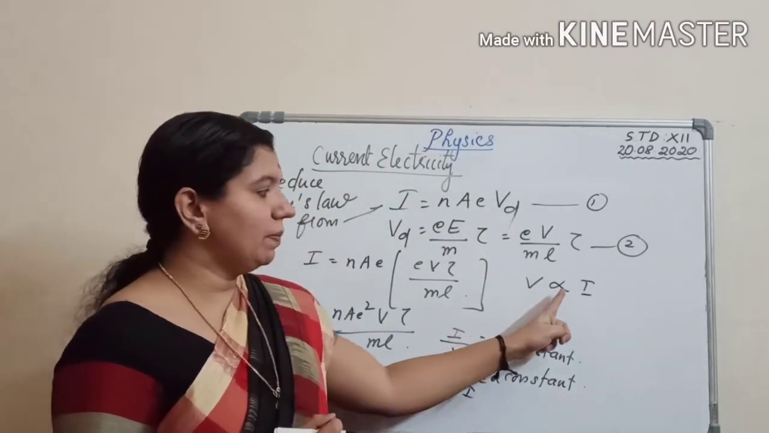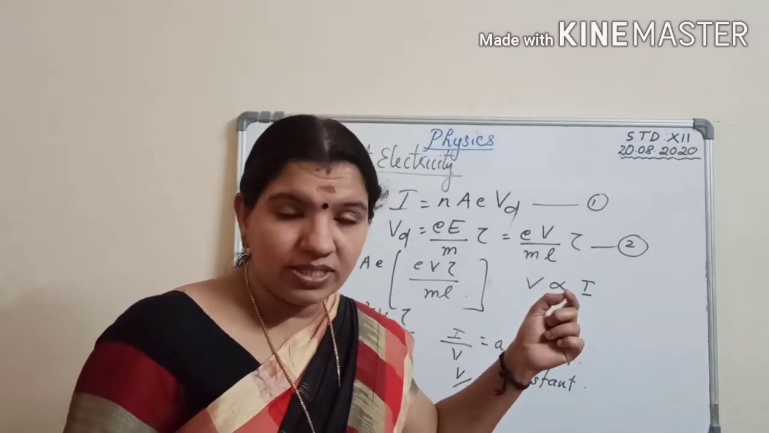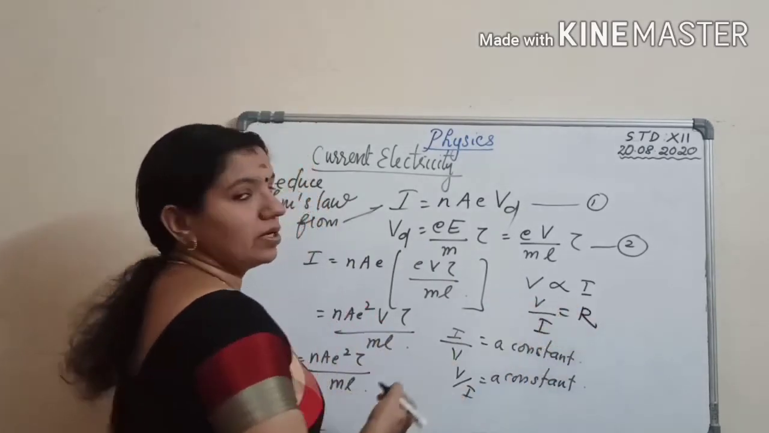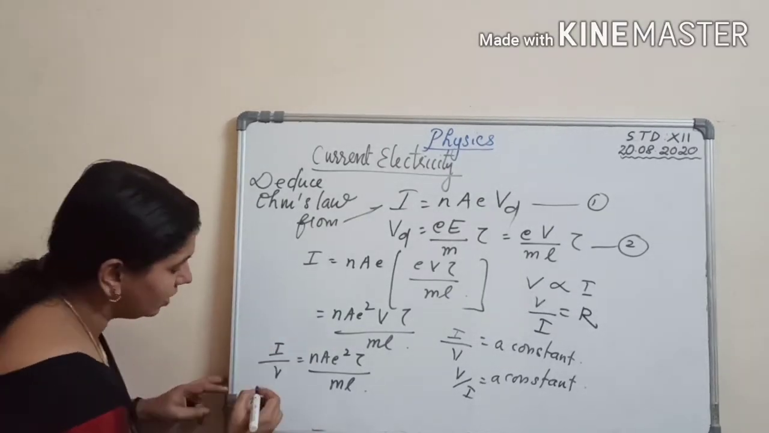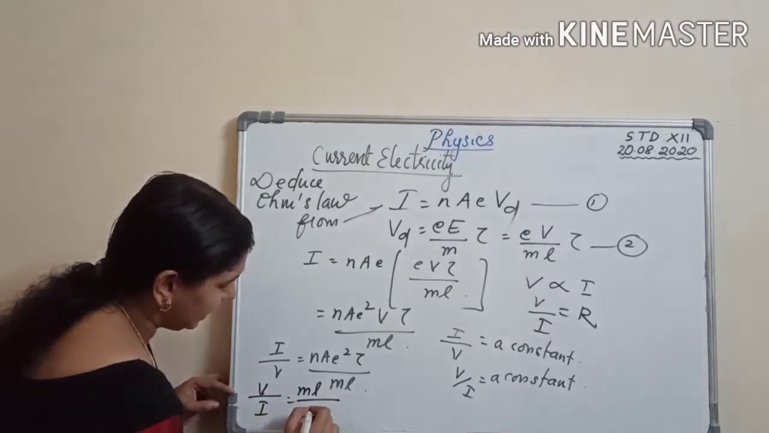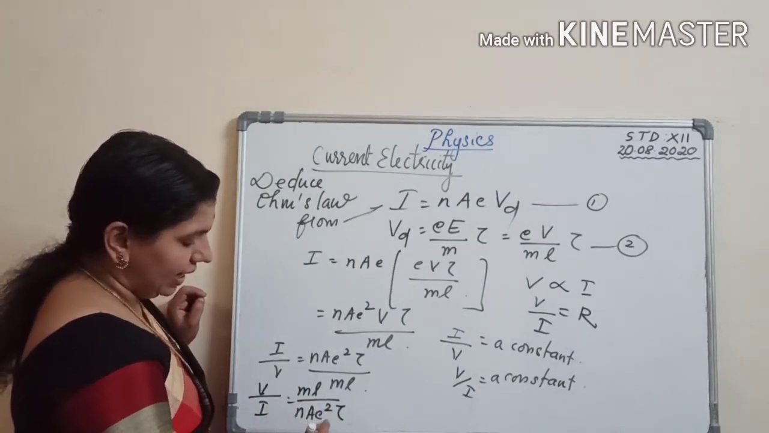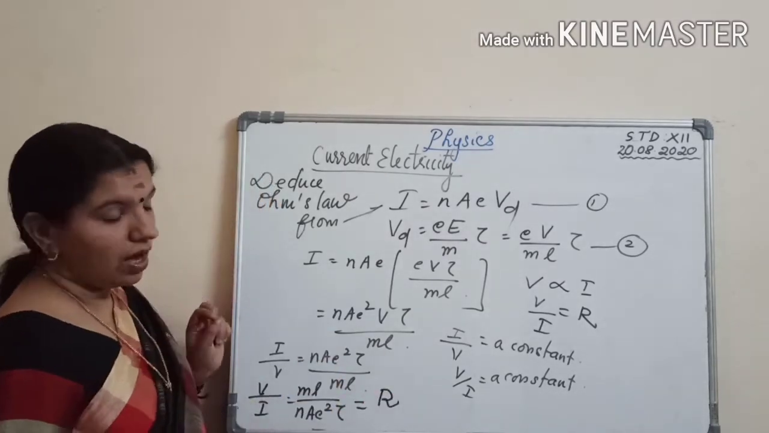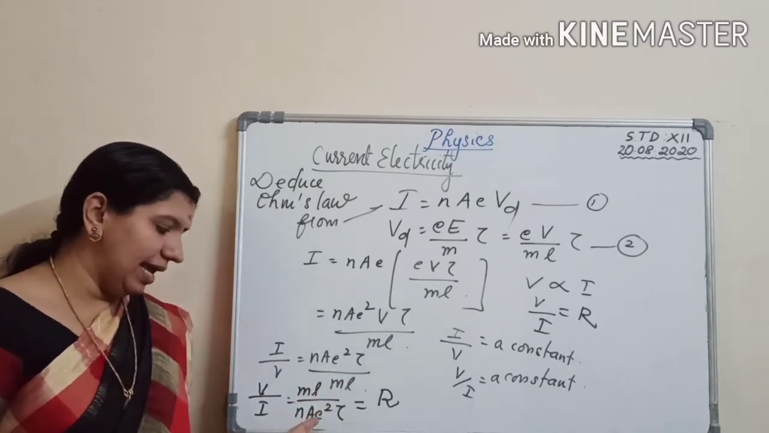Now look here. V by I is what? If this proportionality symbol is changed, we will multiply it with a constant called R. So this expression will become V by I is equal to a constant called R, isn't it? So from this expression, what is V by I? I can take the reciprocal, that is V by I is equal to mL by NAe square tau. Understand? mL by NAe square tau, which is equal to what? The expression for resistance.